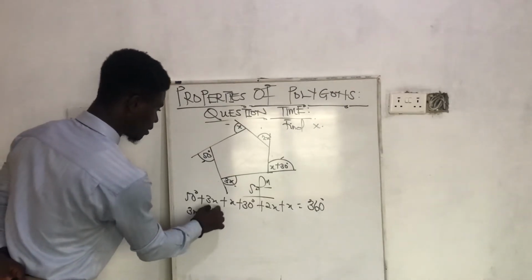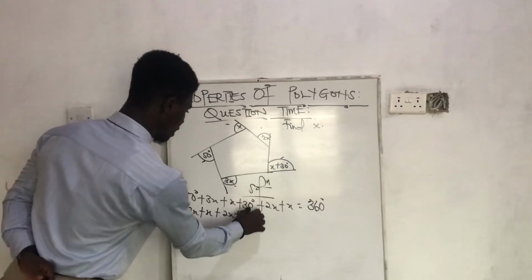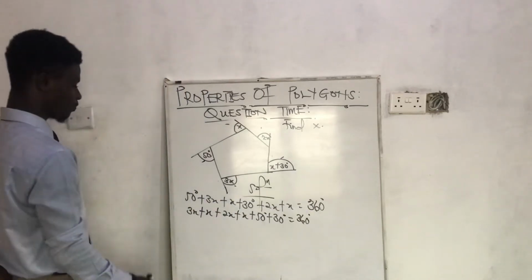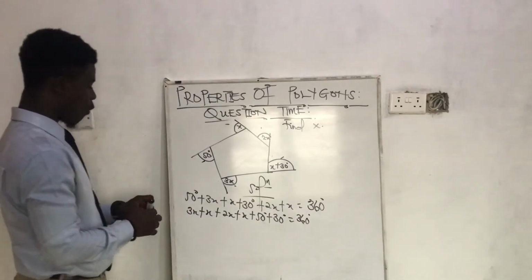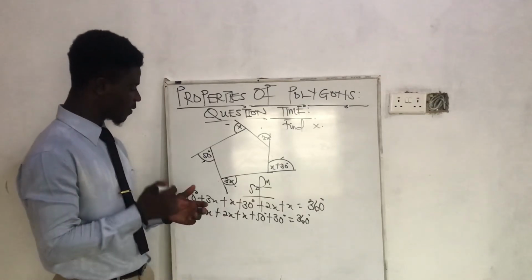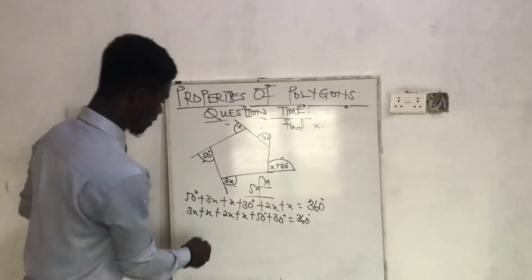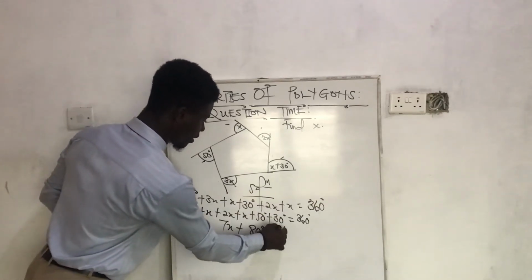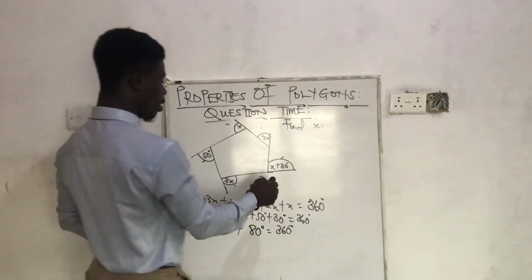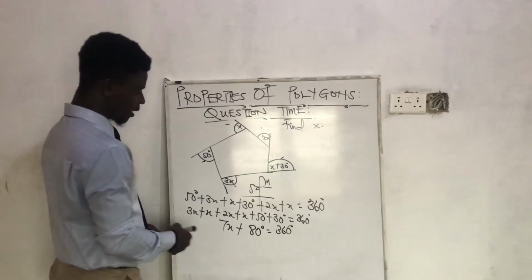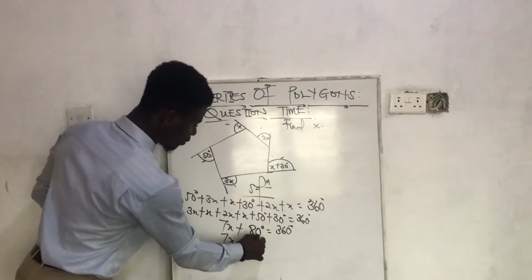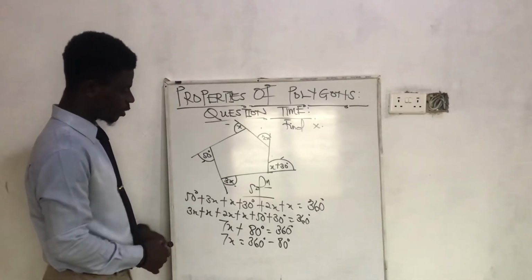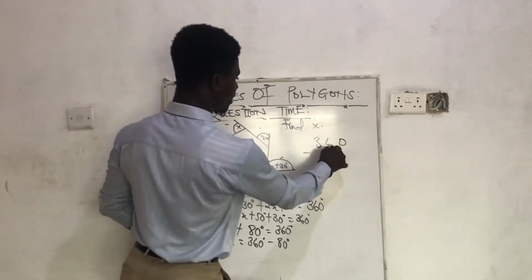3x plus x plus 2x plus x, then plus 50 degrees plus 30 degrees equals 360 degrees. 3x plus x is 4x, then 4x plus 2x is 6x, then we have x, that's 7x. Then 50 plus 30 is 80 degrees, equals 360 degrees. So we have 7x equals 360 degrees minus 80 degrees. Right. So now we can subtract 360 minus 80.